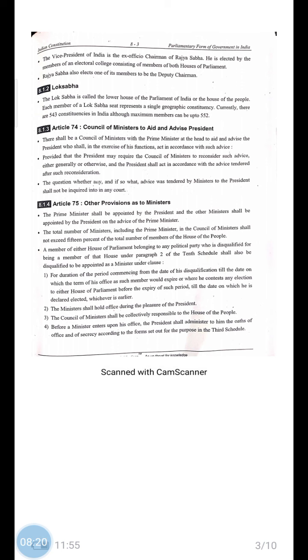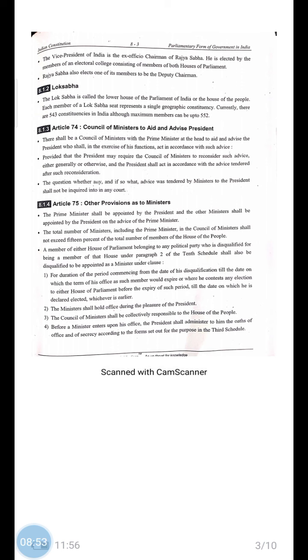Then after taking the information regarding the Rajya Sabha and Lok Sabha, there is Article 74, which provides for a Council of Ministers to aid and advise the President. So there shall be a Council of Ministers with the Prime Minister at the head to aid and advise the President, who shall in the exercise of his functions act in accordance with such advice. કે આમાં જે છે મિનિસ્ટર જે છે પ્રેસિડેન્ટને એડવાઇસ આપી શકે છે અકોર્ડિંગ ટુ આર્ટિકલ 74.